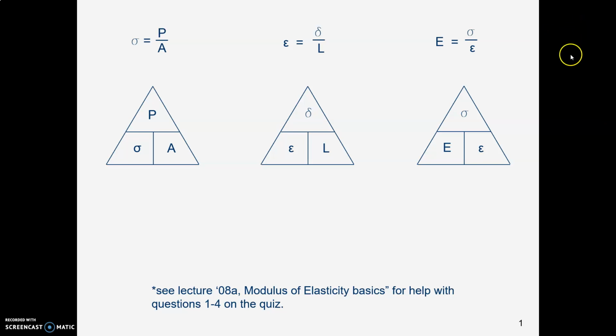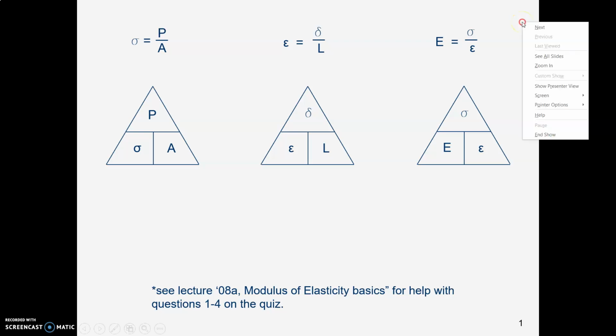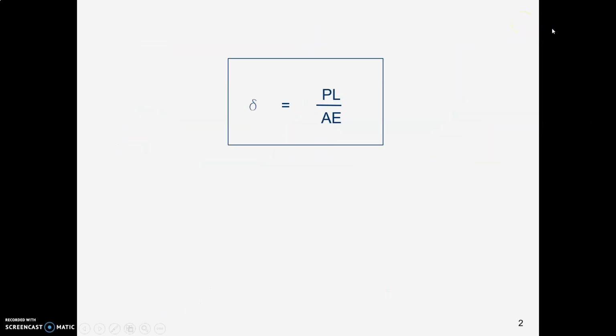Right, we have these three tools in our toolbox that we can use whenever we want. Good old stress is force over area. Strain is deformation over length. Modulus of elasticity is stress over strain. And last time we smushed those all together and came up with our good old shortcut: deformation equals PL over AE. And this can come in handy, and I think we can use it in these quiz questions.